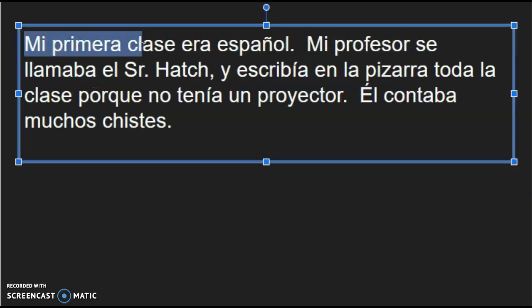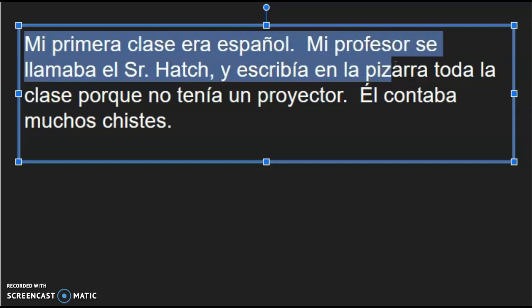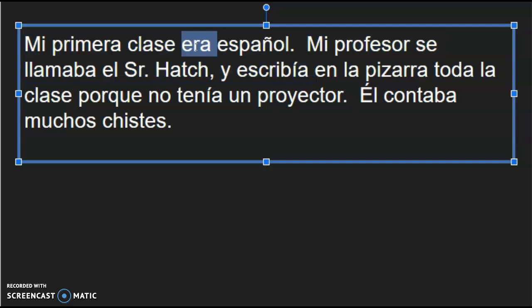Mi primera clase era español. Mi profesor se llamaba el señor Hatch. So I'm saying my first class was Spanish. I don't know how long that was my class for. It just was, no specific amount of time. My professor's name was Mr. Hatch. I'm not specifying like his name was Mr. Hatch for 5 minutes. I'm just saying that was his name, very general, so I have to use this past tense.